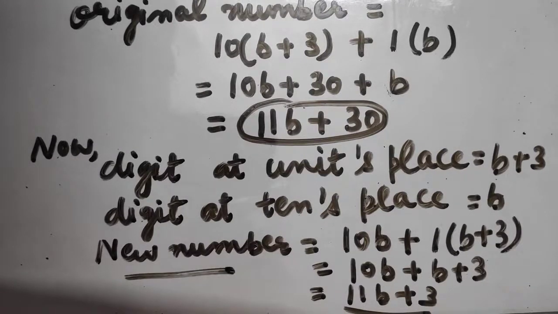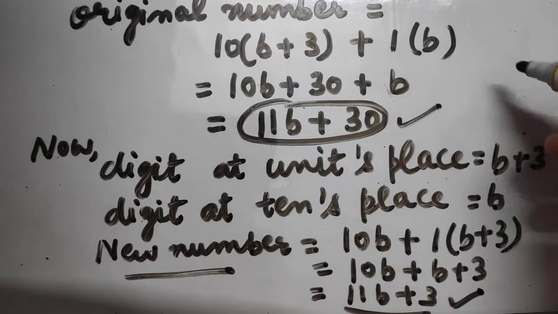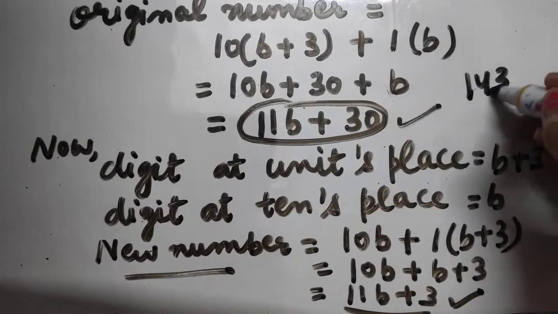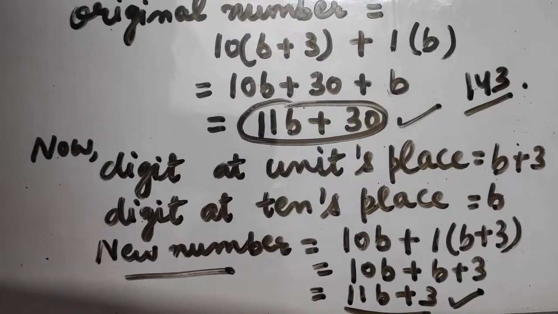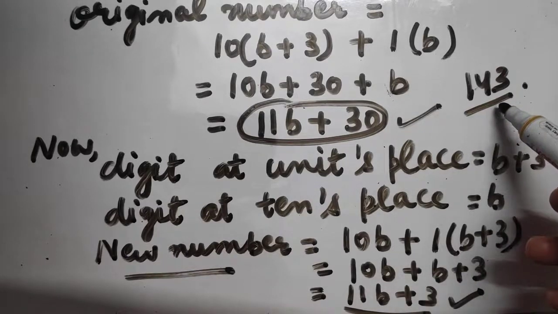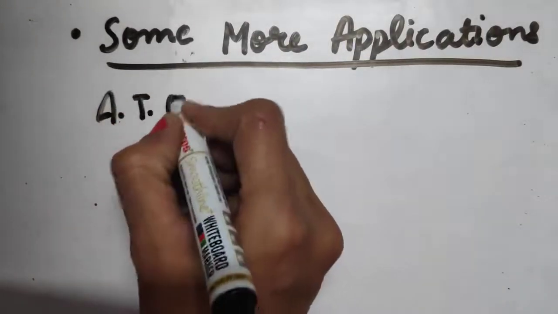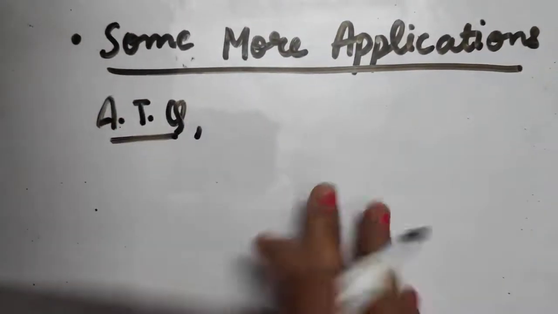So now let us talk about the next statement. It is written, if the digits are interchanged and the resulting number is added to the original number, I will be getting 143. So this is how I am going to add these two numbers, and I will be putting it equal to 143. Now according to the question, I need to add both the numbers.